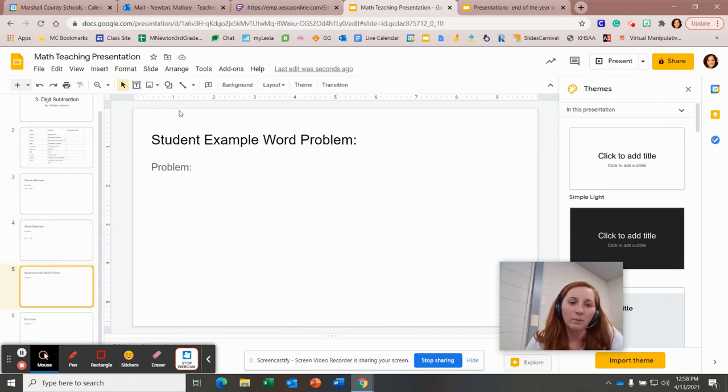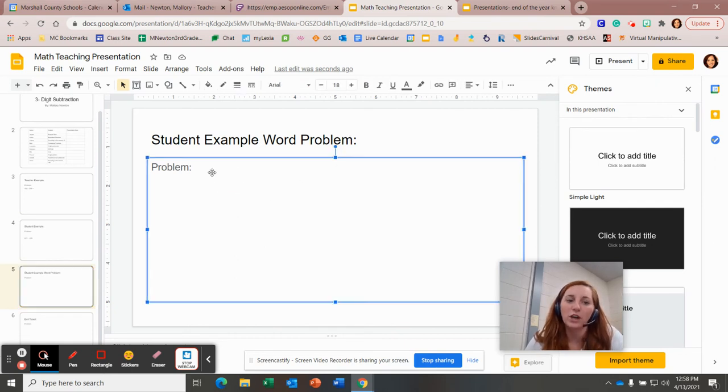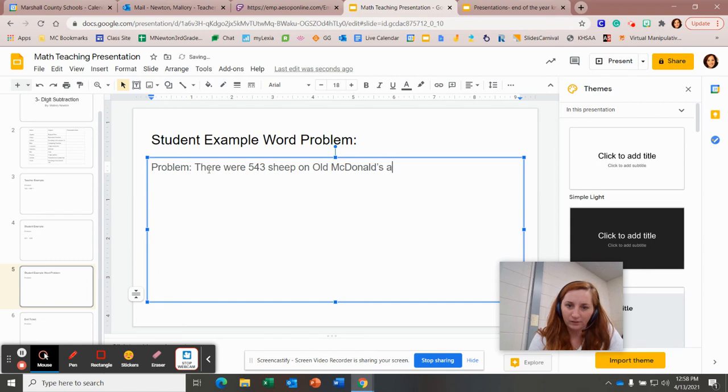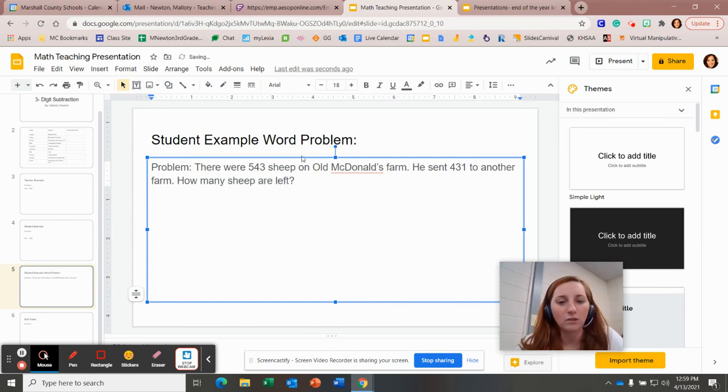And the last problem that they're going to do is a word problem. So you have to create a word problem. For example, there were 543 sheep on Old MacDonald's farm. He sent 431 to another farm. How many sheep are left? So you know you're supposed to subtract there. And I just pulled that from my brain. Okay, so you're just going to pull a word problem from your brain for the class to do.